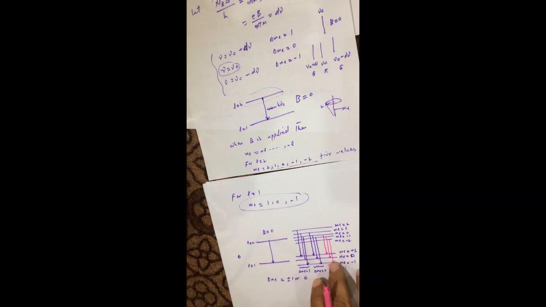So this is the quantum mechanical explanation of the normal Zeeman effect. Each spectral line is split into 3 components. So the quantum theory completely describes the normal Zeeman effect.